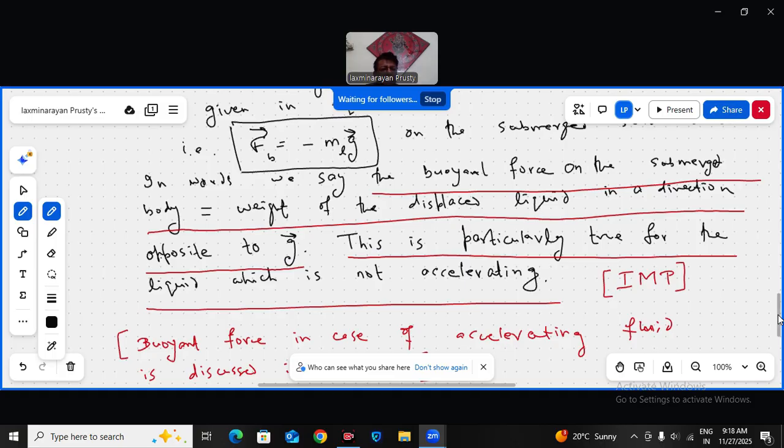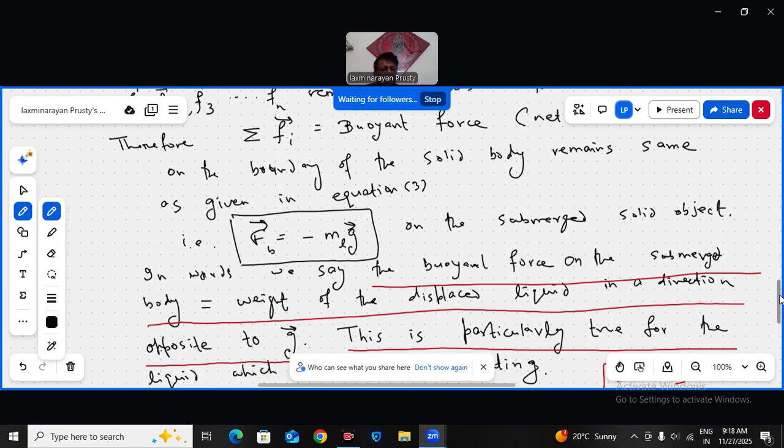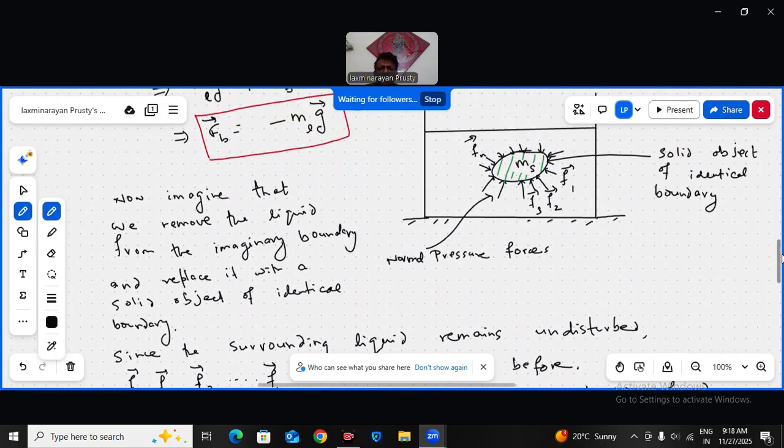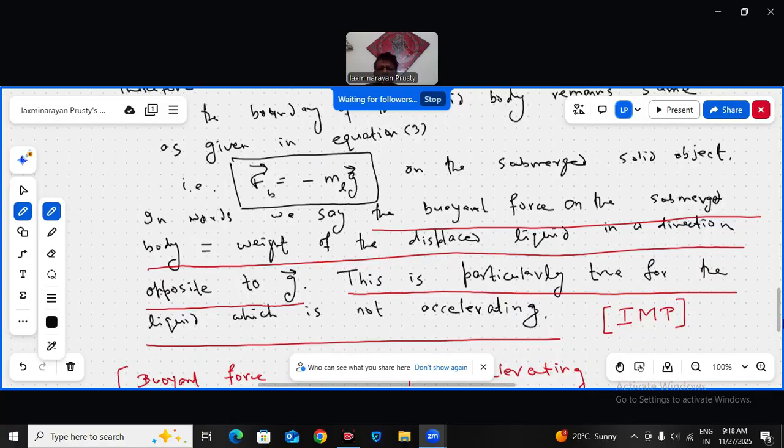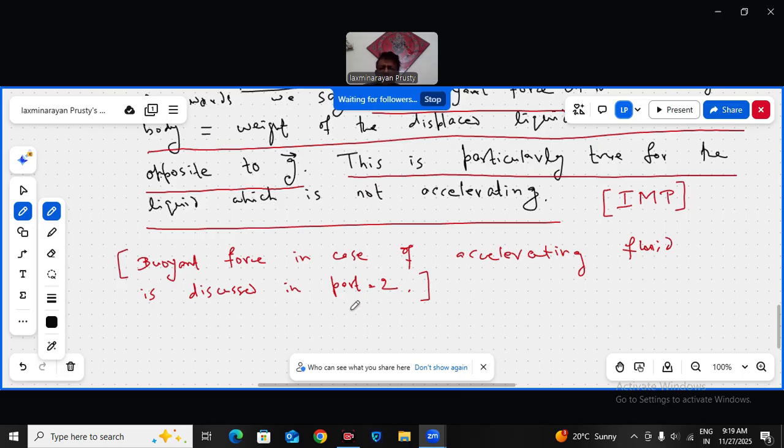You may notice I did not take any cylindrical body or anything like that. It is not required. The shape of this body is arbitrary. This is the best way to prove and evaluate the buoyant force. This is particularly true for the liquid which is not accelerating. It's an equilibrium case. This is important. If the liquid accelerates, then we'll discuss the buoyant force in those cases of accelerating fluid in part 2.